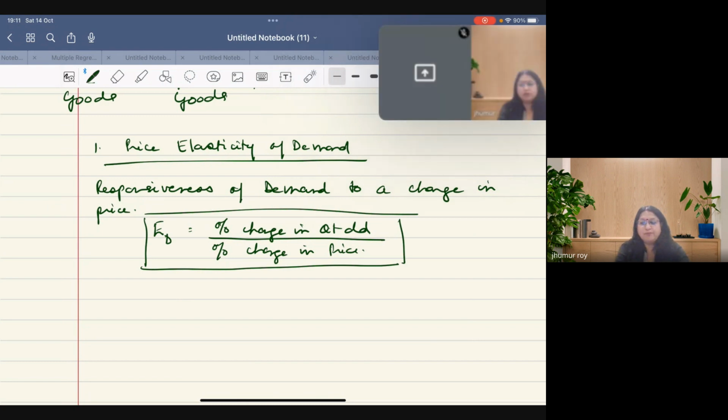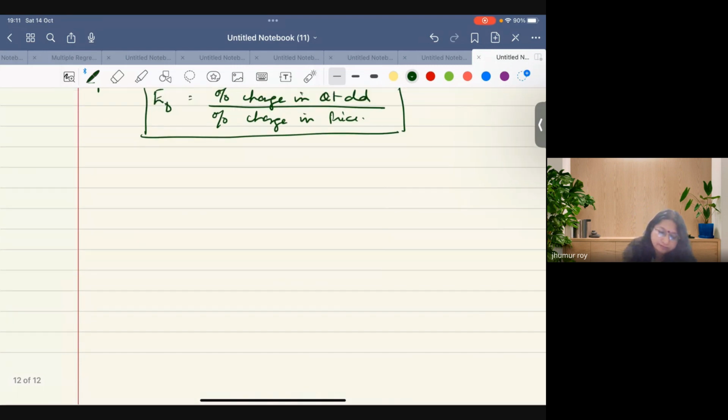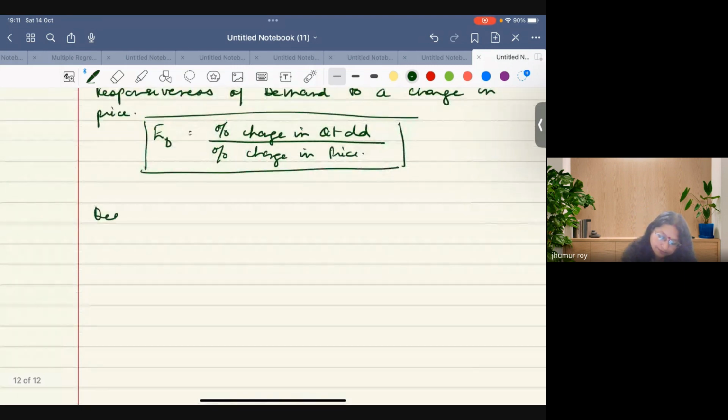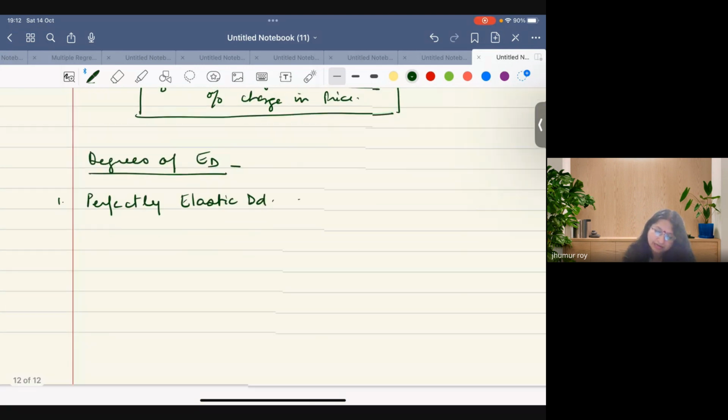Okay, so according to this and according to different kinds of goods, we have different degrees of elasticity of demand. So we come to the degrees of elasticity of demand. The first one that you have is called a perfectly elastic demand. So what is a perfectly elastic demand?